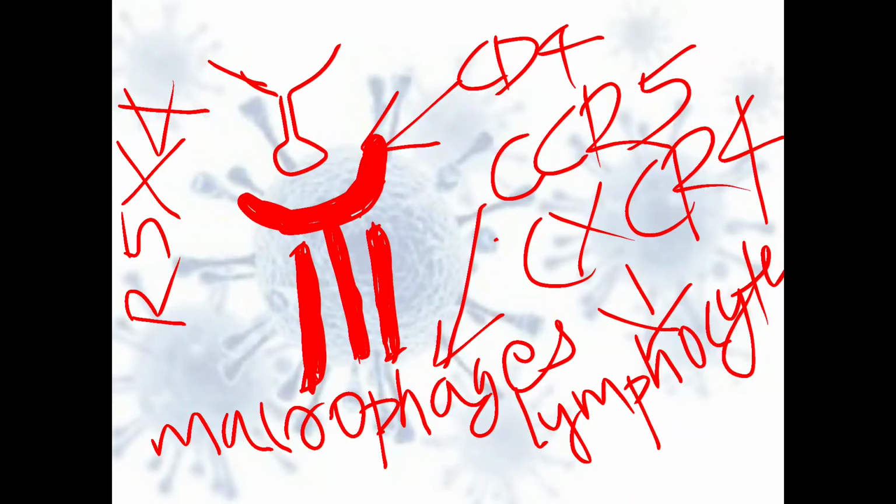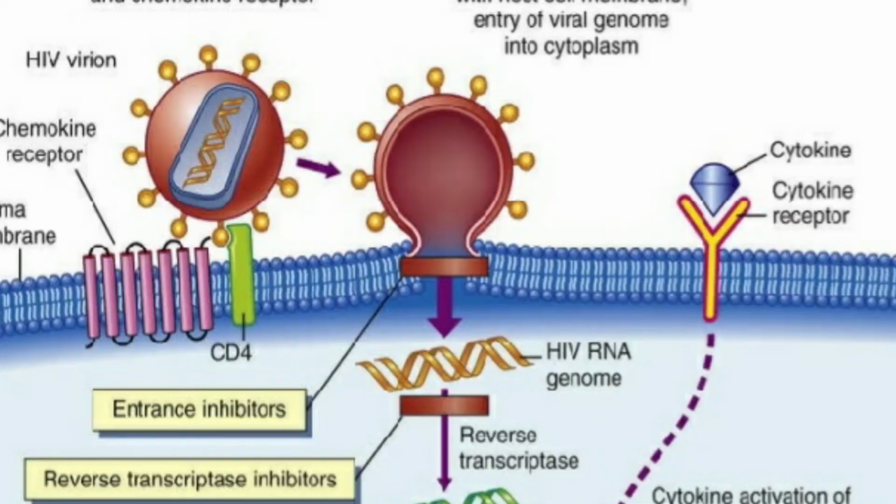Okay, so these may be dual tropic, that is, these viruses can use both co-receptors, whereas X4 viruses can only use CXCR4 and R5 viruses can only use CCR5. Is that clear? Now you must have understood the co-receptors as well as the CD4 receptors, right?